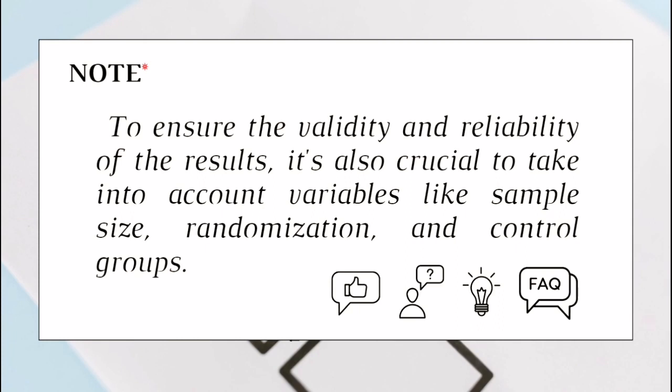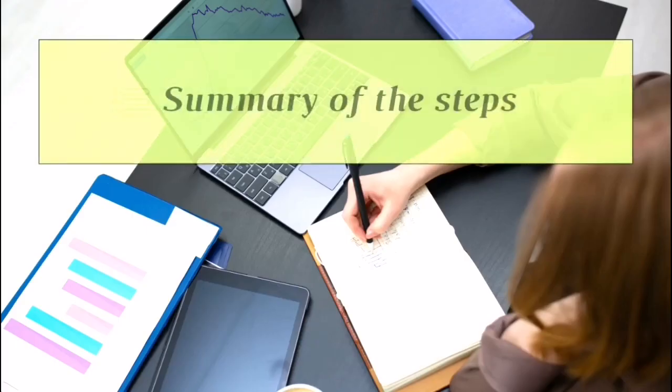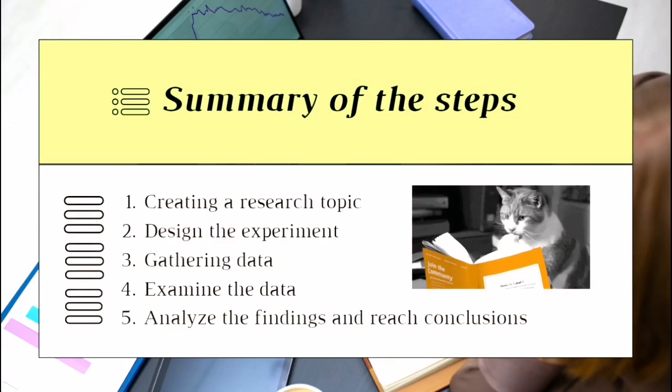Also note that to ensure the validity and reliability of the results, it's also crucial to take into account variables like sample size, randomization, and control groups. To summarize the steps, we have 1. Creating a research topic. 2. Design the experiment. 3. Gathering data. 4. Examine the data. And 5. Analyze the findings and reach conclusions.